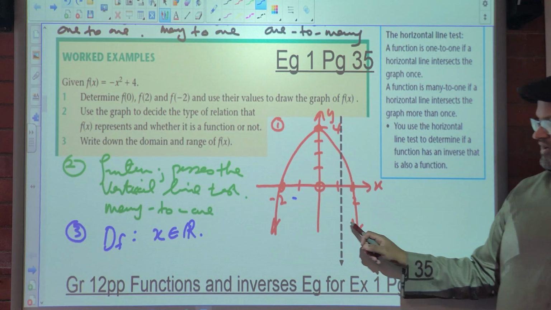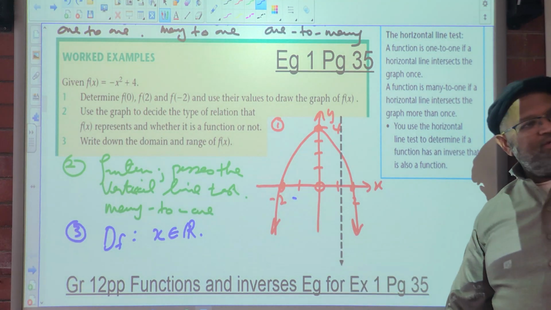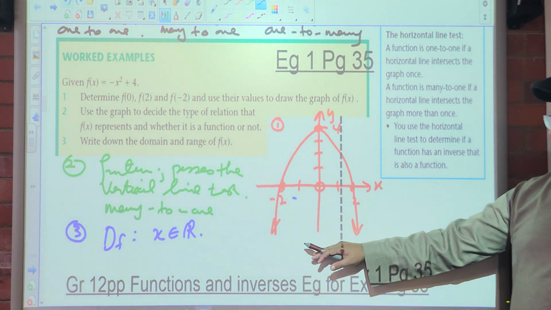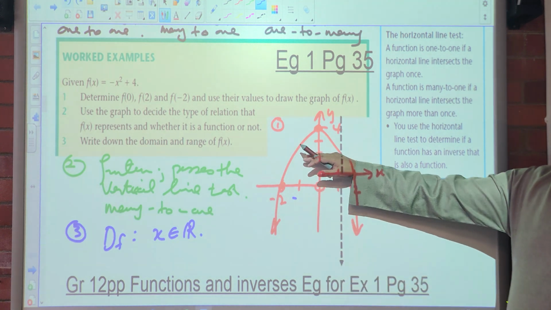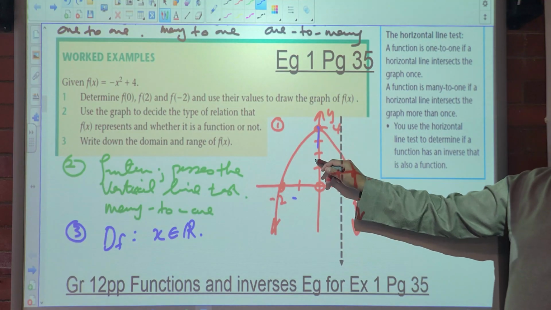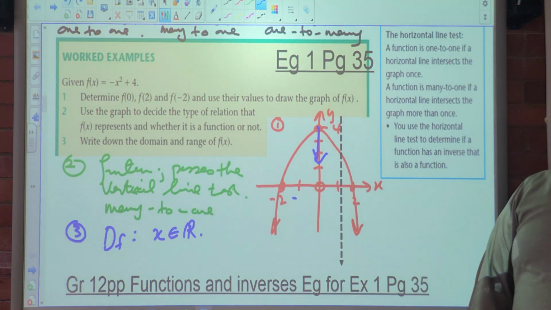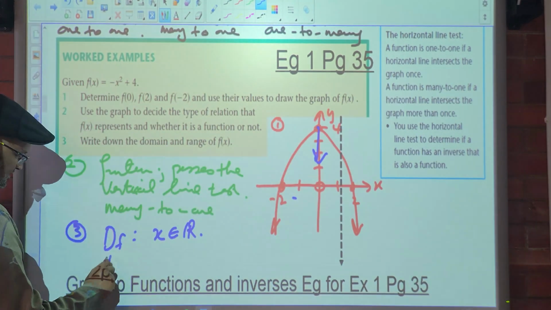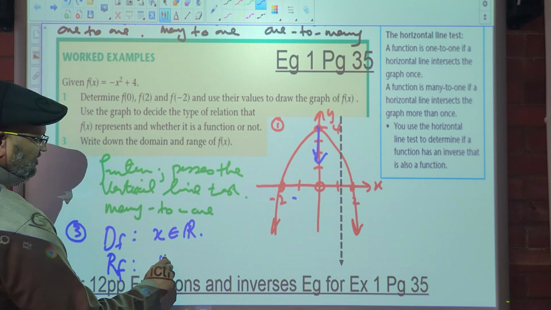Let's look at the range. This graph is going all the way to negative infinity. Not so? Where does this graph stop existing? 4. So in other words, it's 4 or less. So in other words, the range of f is y less than or equal to 4.